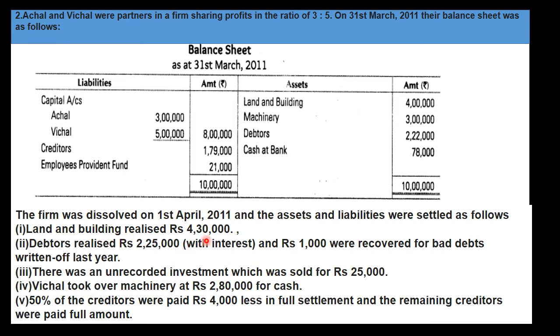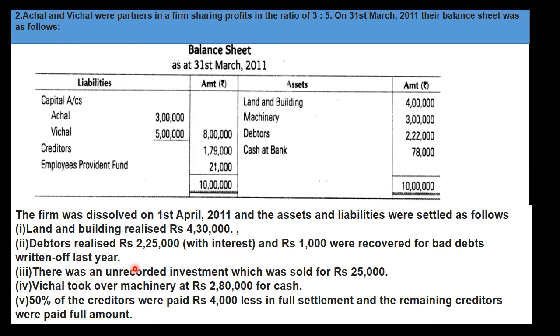Now land realized rupees 4,30,000. It means land was sold for 4,30,000, which will affect our bank balance and realization both. Debtor realized 2,25,000 with interest and 1,000 was recovered from bad debt written off last year. These both things will be written in combined.